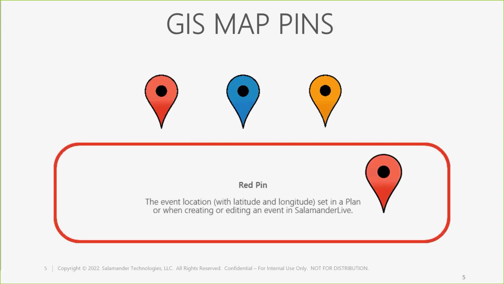Another pin that you may see on the GIS map is going to be a red pin. So the red pin denotes the event's location. The event location can be set in a plan before activation. The plan feature is an additional feature that you can purchase separately. It will be available within Salamander Live. You can also see a red pin when you are creating or editing the event within Salamander Live.